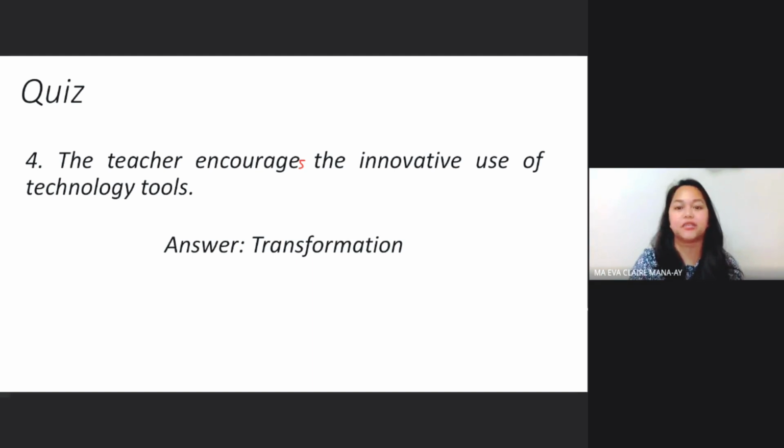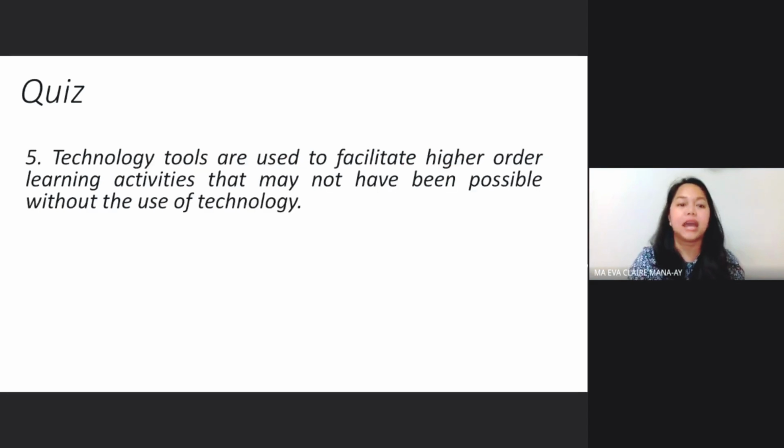Okay, this is transformation. This is the innovative use of technology tools. Your hint there would be the term innovative. Remember, without the use of technology, then that learning activity will not be possible. That's transformation. Next one, number 5, technology tools are used to facilitate higher order learning activities that may not have been possible without the use of technology.